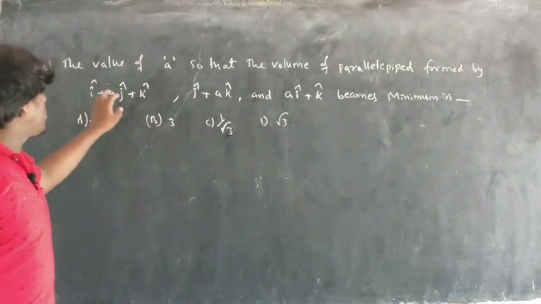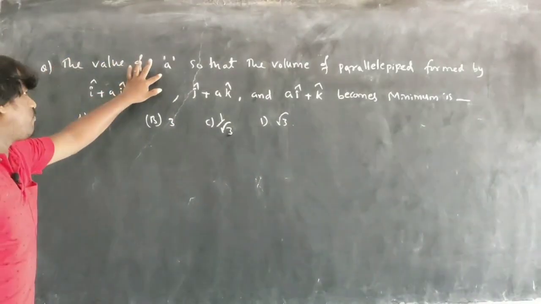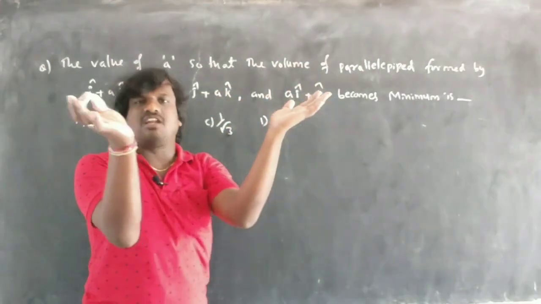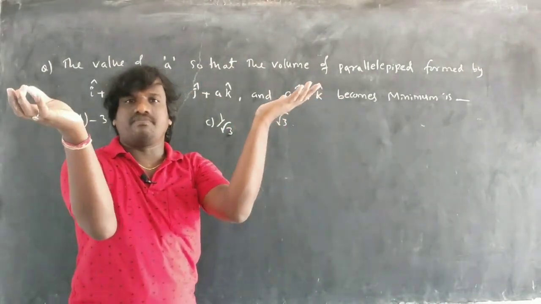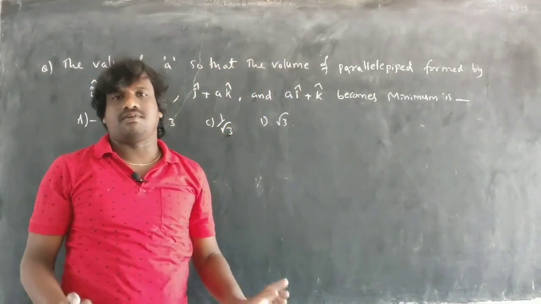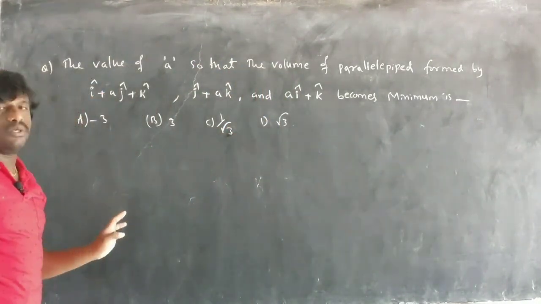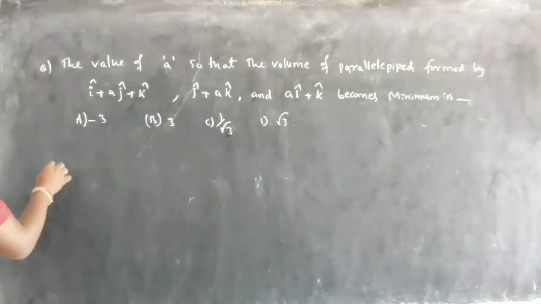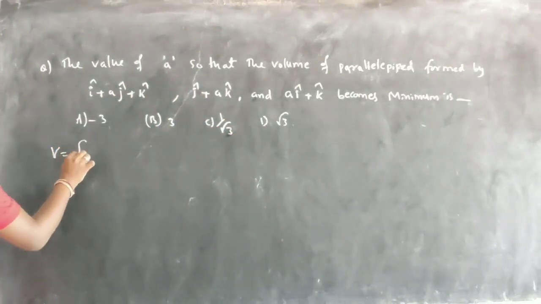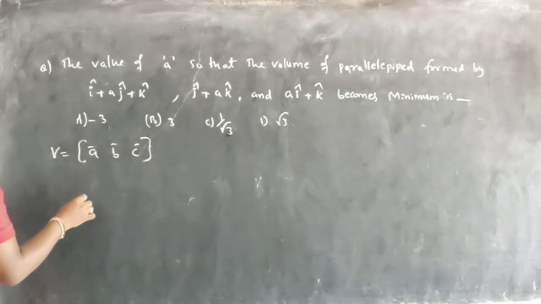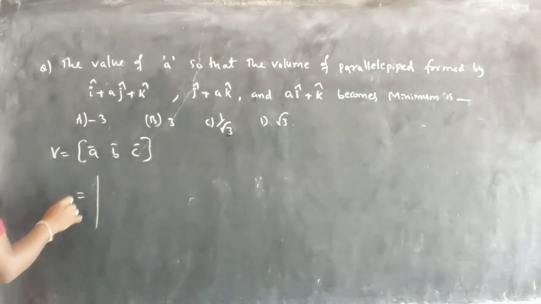So here, what is given? Find the value of A. For what value of A do these three co-terminal edges of the parallelepiped give the minimum volume? That is the question. So volume, you know, is nothing but the box product of a, b, c, correct? So volume is equal to box a b c. This can be written like this. What is the A here?